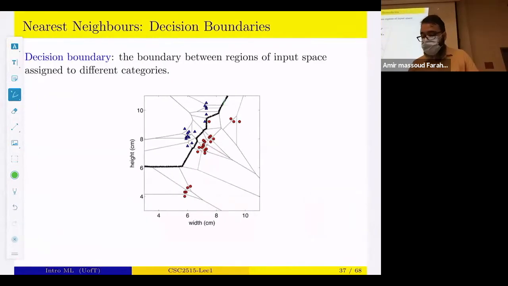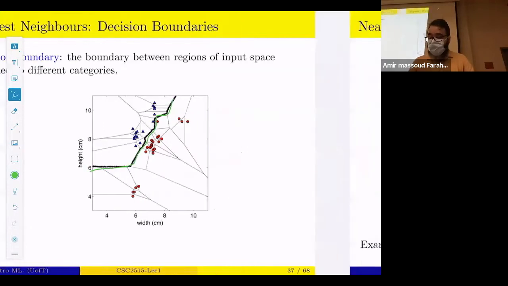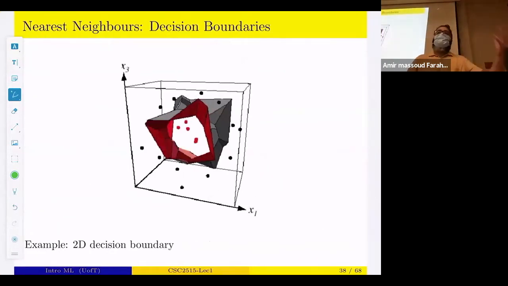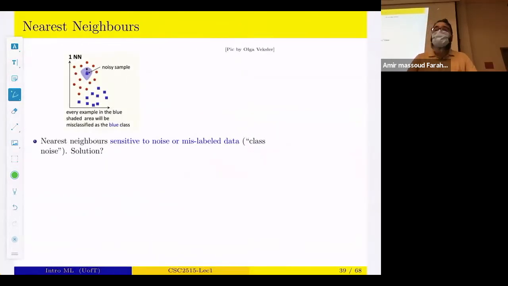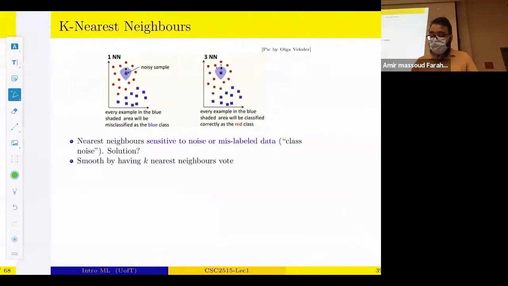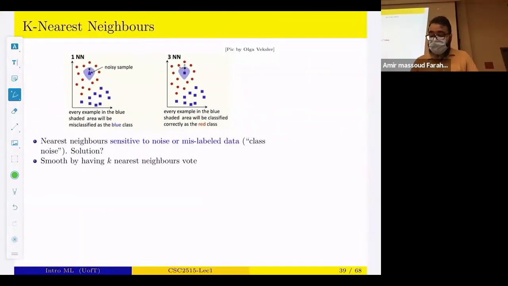This decision boundary can in general be a complex curve or surface. This is in two-dimensional space. In three dimensions, it would be a surface. And in higher dimensions, it would be more general surfaces, hypersurfaces. But then we discussed that one nearest neighbor is sensitive to noise in mislabeled data. So we move towards looking at the K nearest neighbors instead of one.